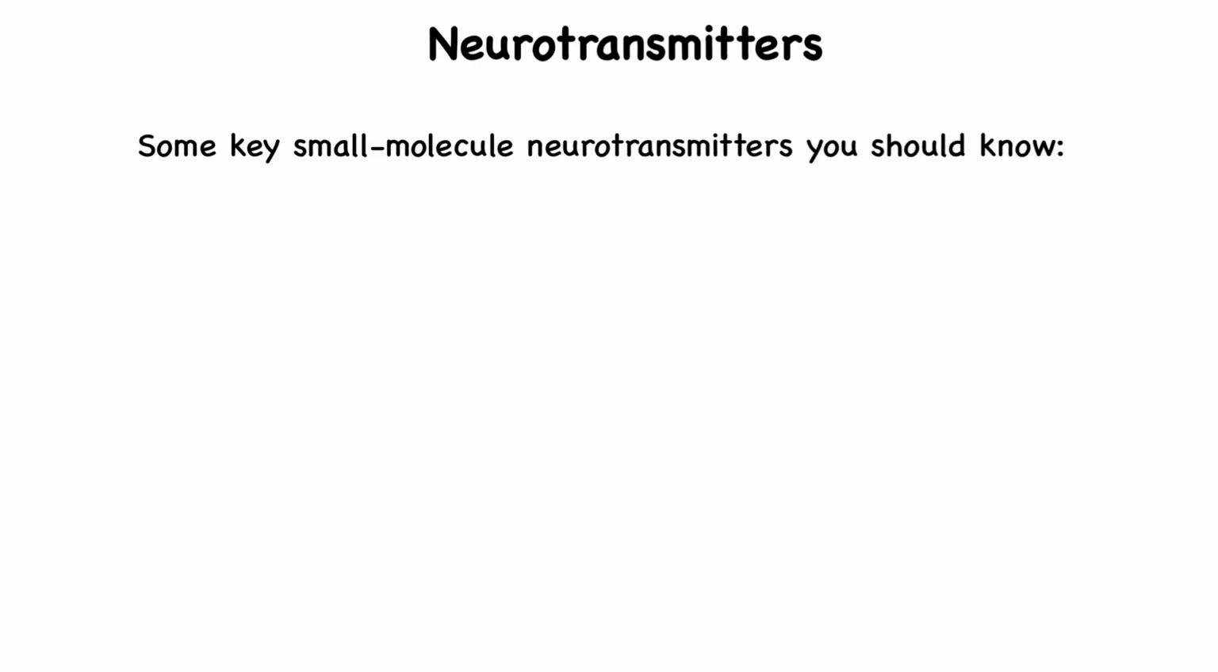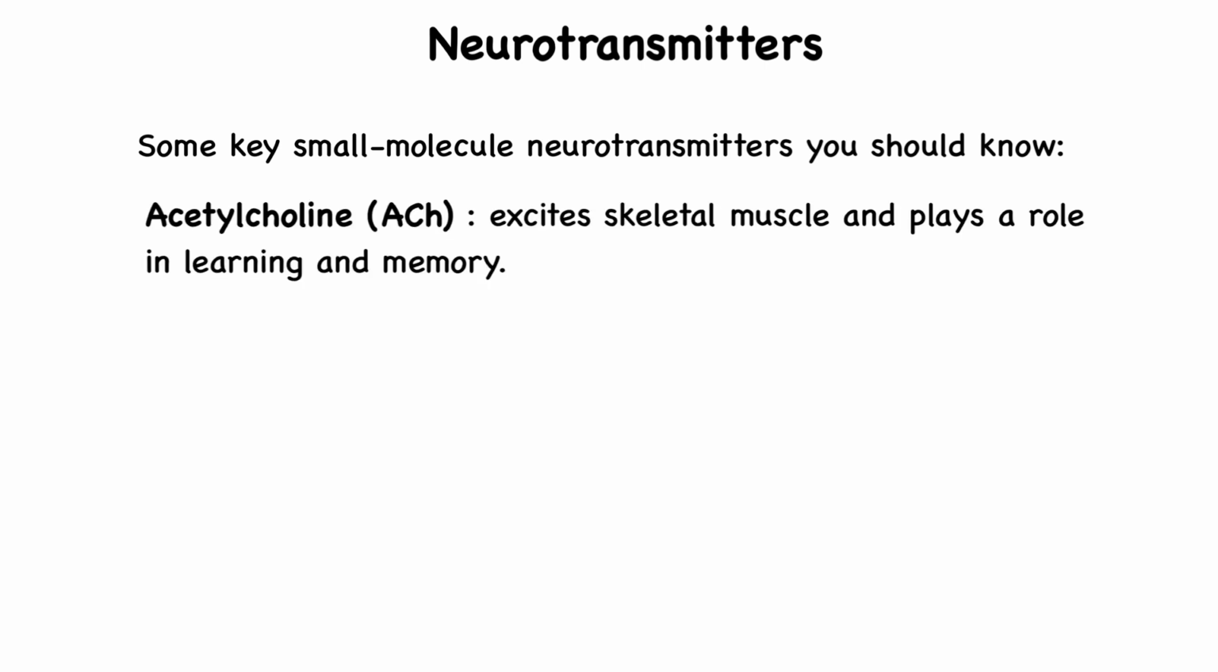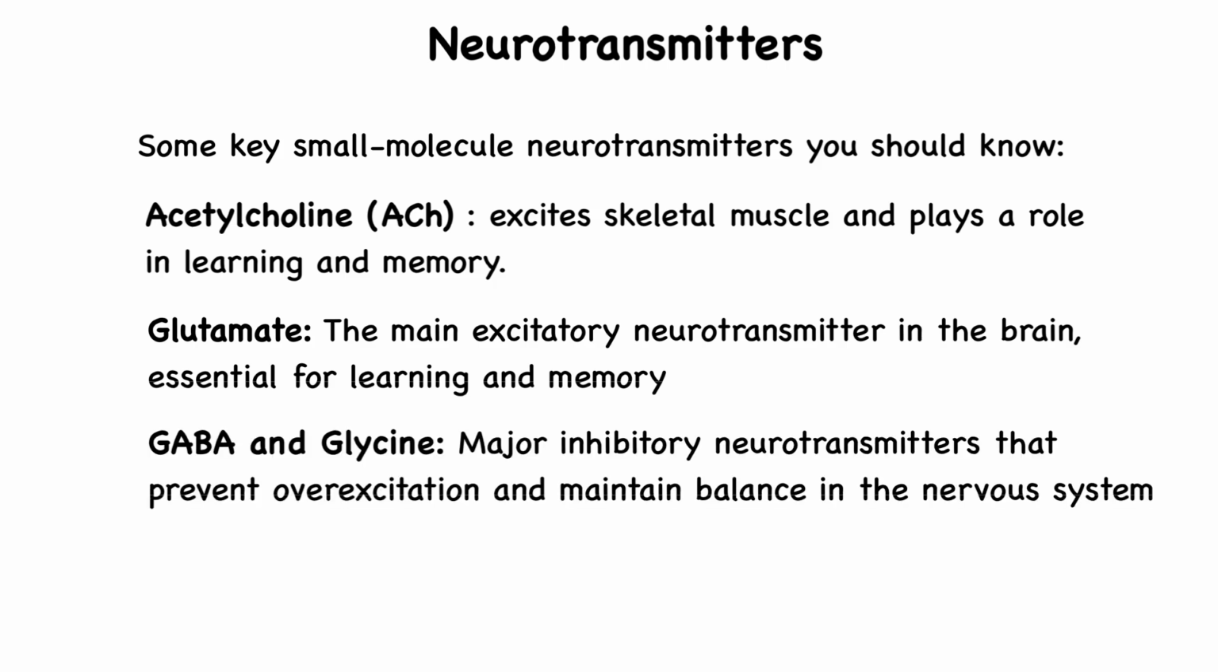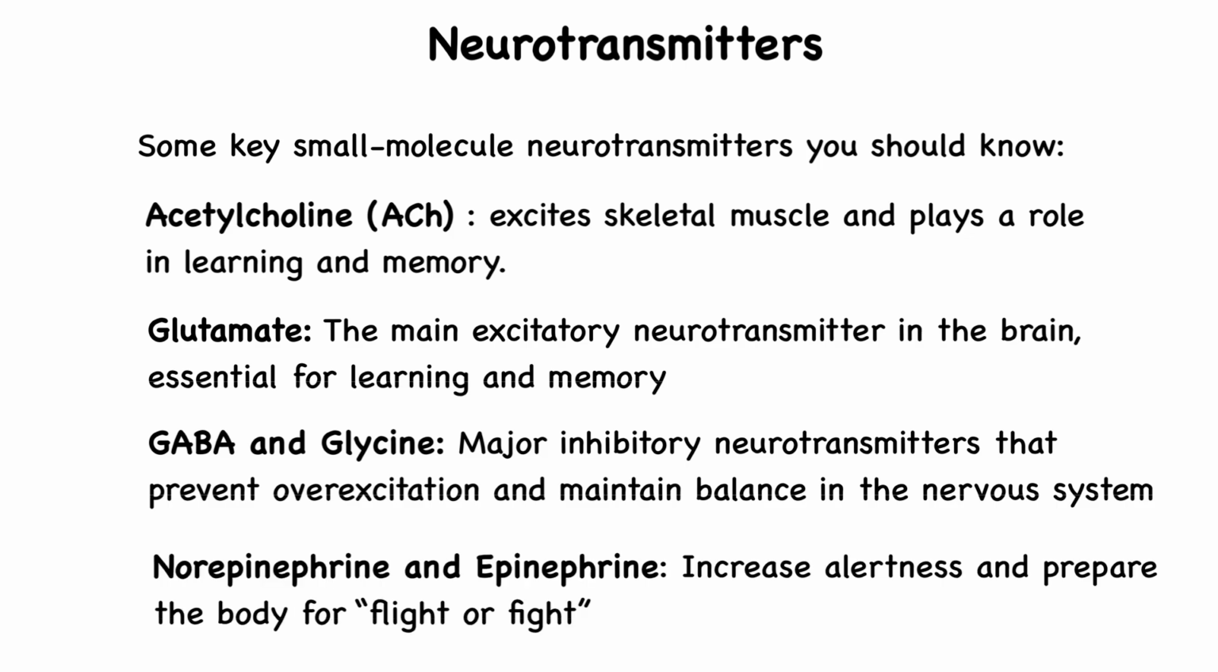Some key small molecule neurotransmitters you should know: acetylcholine. This neurotransmitter excites skeletal muscle and plays a role in learning and memory. It can also be inhibitory and works to slow the heart when released by parasympathetic neurons. Glutamate. This is the main excitatory neurotransmitter found in the brain. It is essential for learning and memory. GABA and glycine. These are major inhibitory neurotransmitters that prevent overexcitation and maintain balance in the nervous system. Norepinephrine and epinephrine increase alertness and prepare the body for fight or flight.